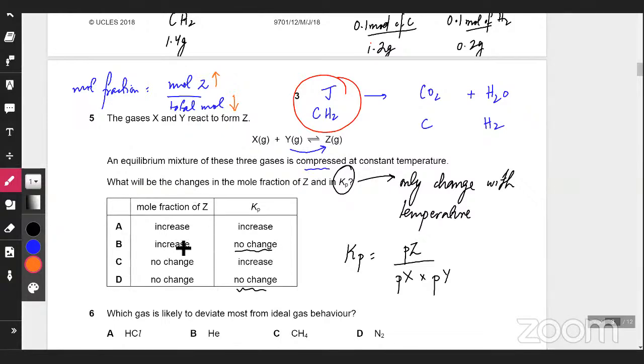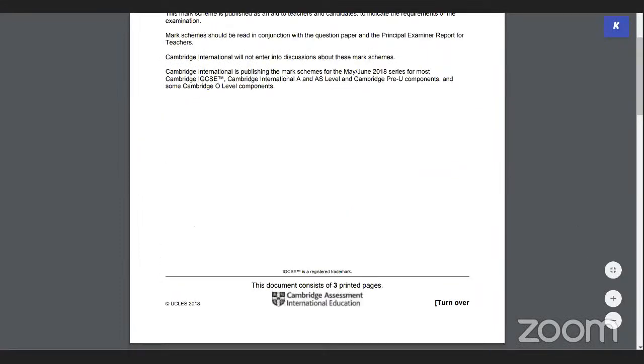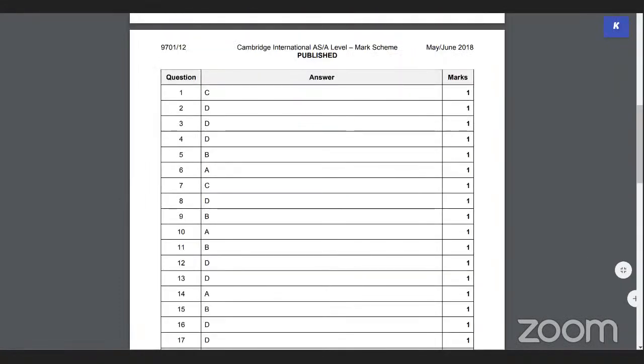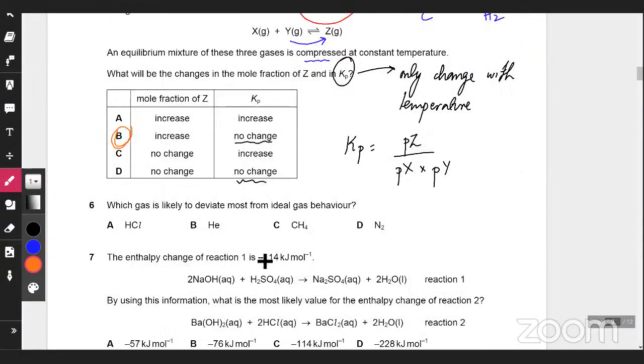So what's the answer? This one probably B. Okay, it's going to be B. And let me check whether it is B. Okay, it is B. So the next one is, which gas is likely to deviate most from ideal gas behavior?